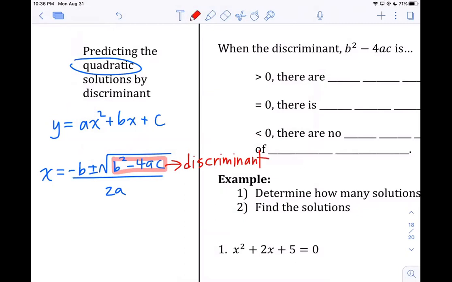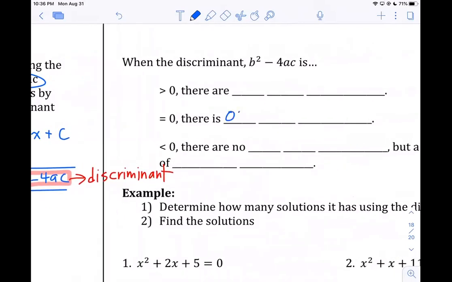So how do we tell what the answer is by the discriminant? Well, let's think about it. If this discriminant part is 0, that means this part is all gone, right? Then how many solutions will you have? Well, you will only have -b over 2a. That means you only have one solution. So then we would say there's one solution. But what kind of solution? We would have one real solution, because it would have to be a real number.